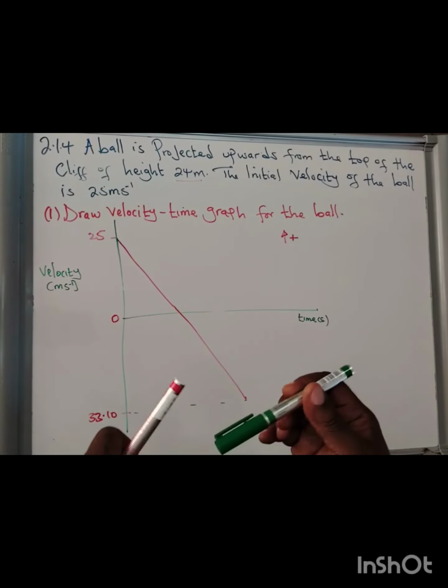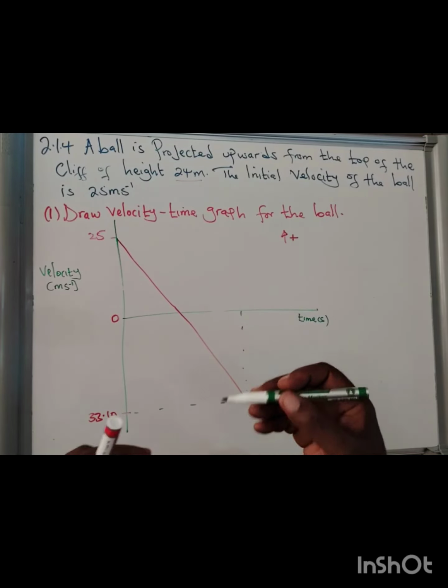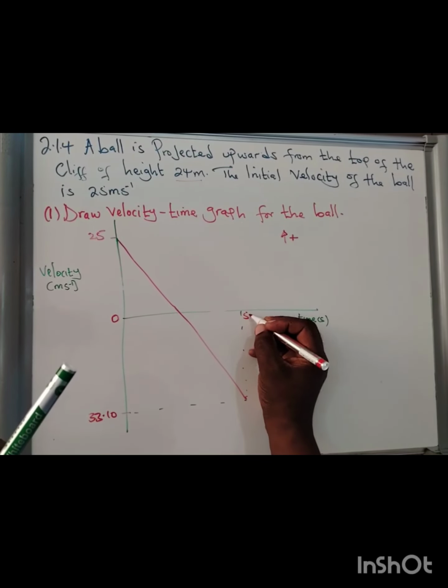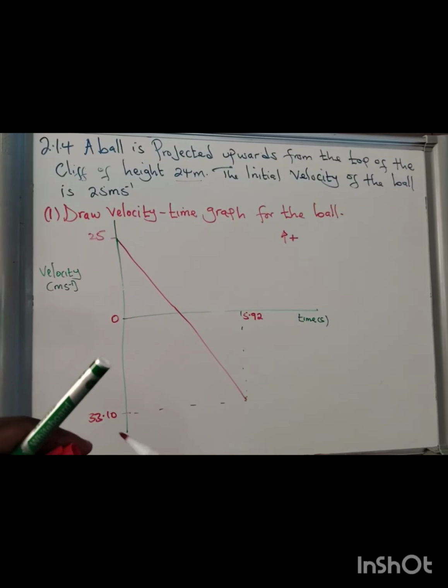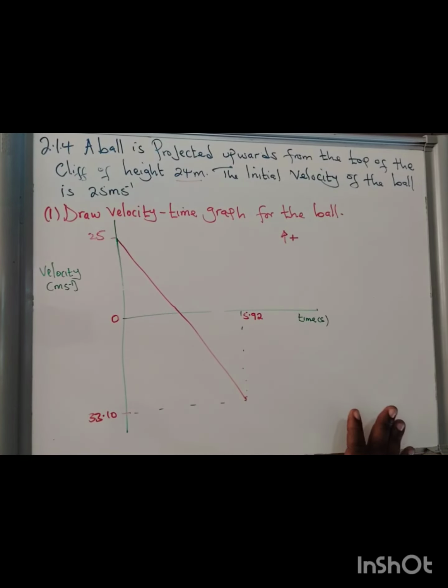Okay, what are we missing? We are missing the time of flight. Okay, and we calculated it as 5.92 in seconds. So typically, this is what we have, the velocity time graph, showing us all the details of this projectile.